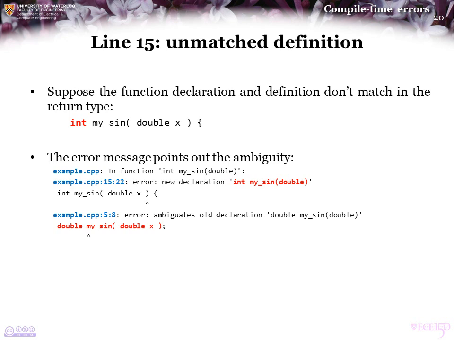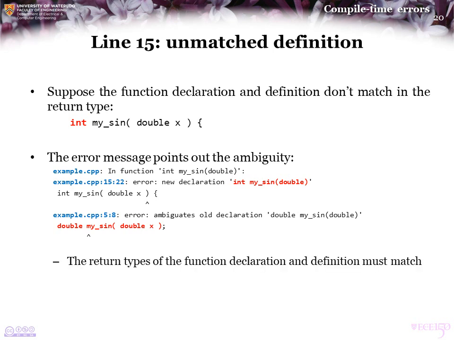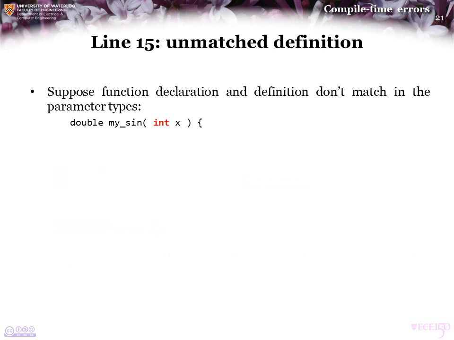It's even pointing out the lines. The issue is the contrast between line 15 and line 5 of your file. So the return type of the function declaration and the function definition must match. Now, suppose that the function declaration and definition don't match in the parameter types.